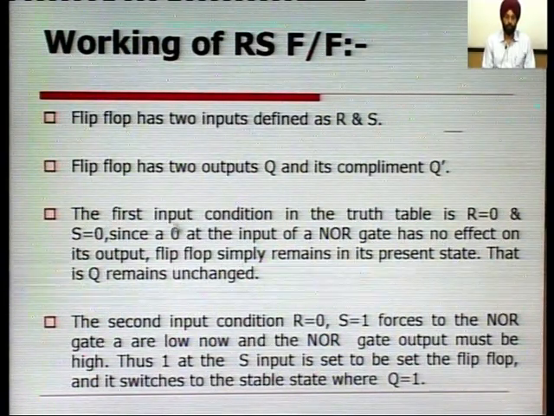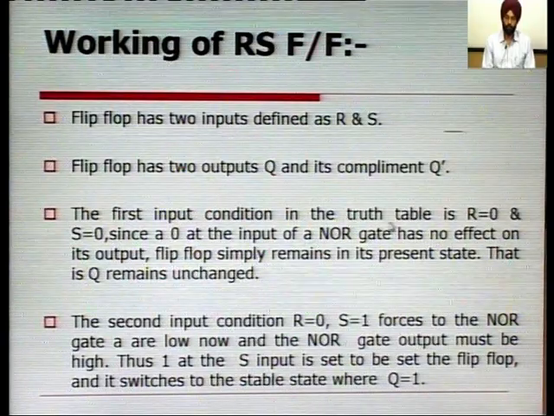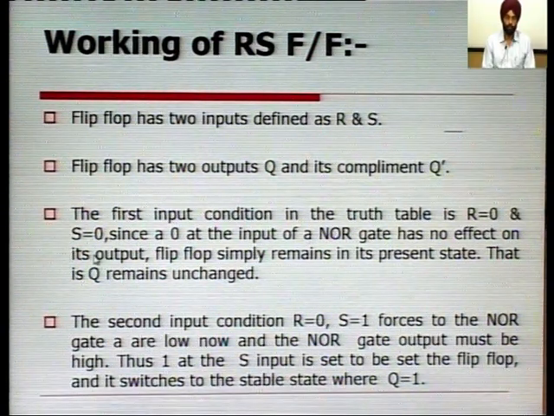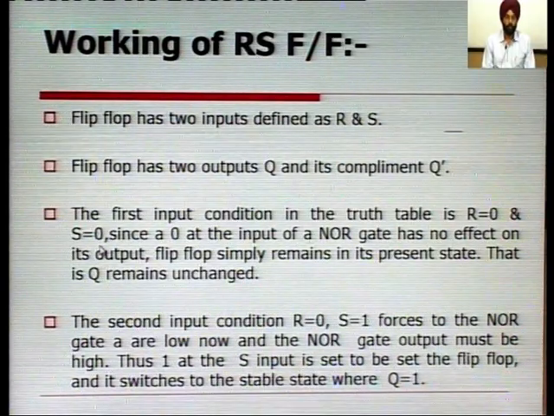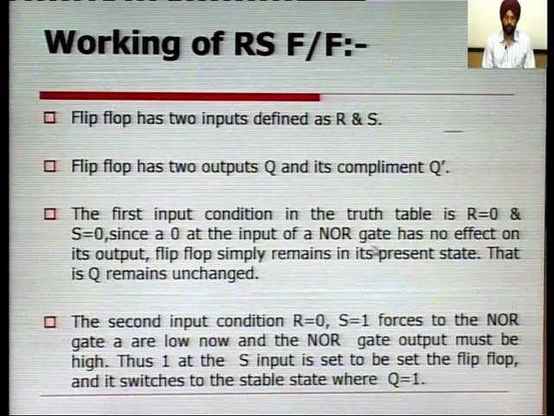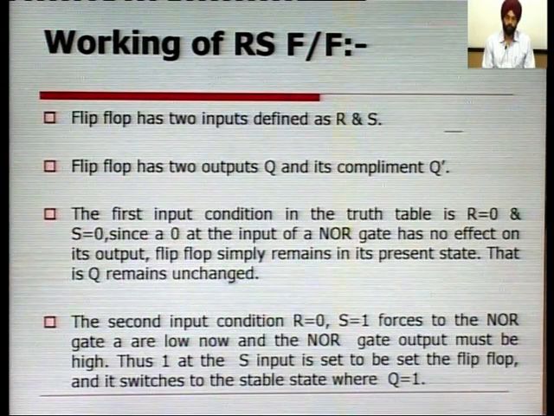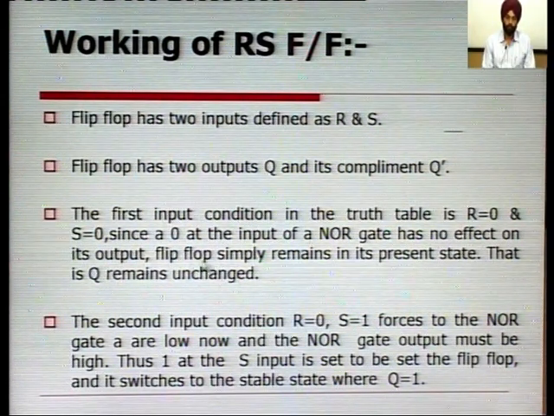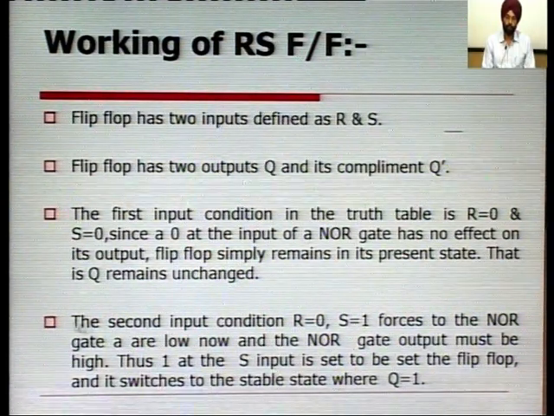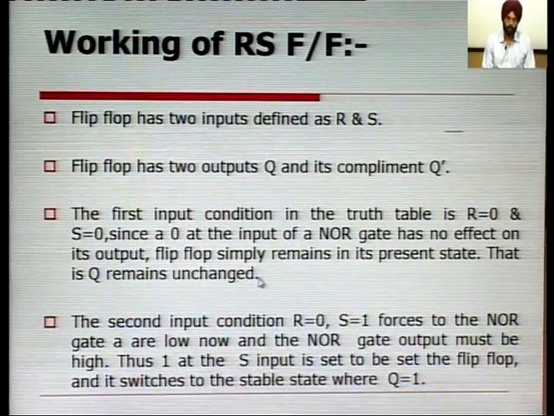The first input condition in the truth table is R is equal to 0 and S is equal to 0. Since a 0 at the input of a NOR gate has no effect on its output, the flip flop simply remains in its present state, that is, Q remains unchanged.